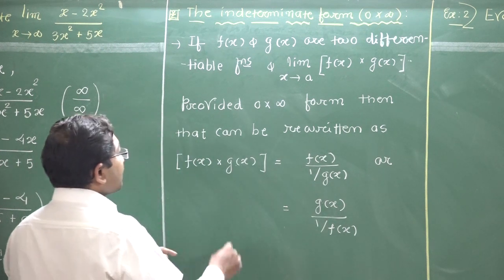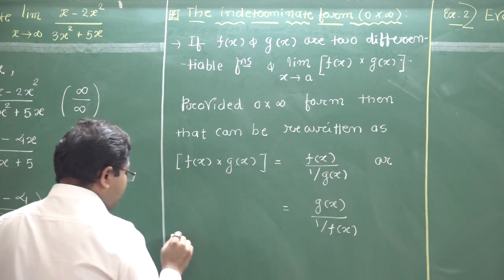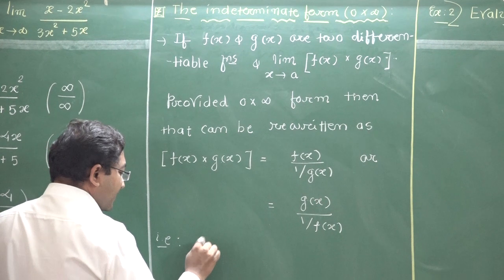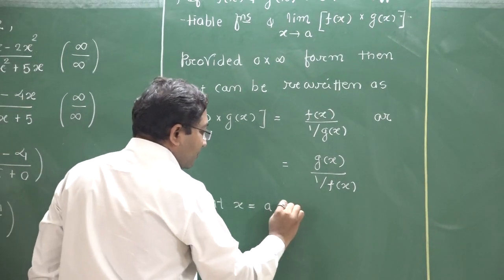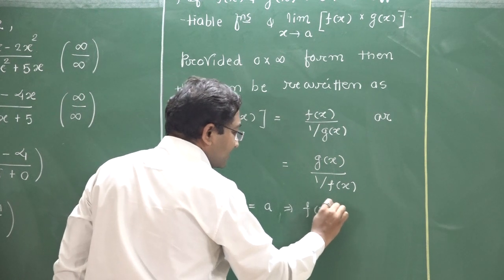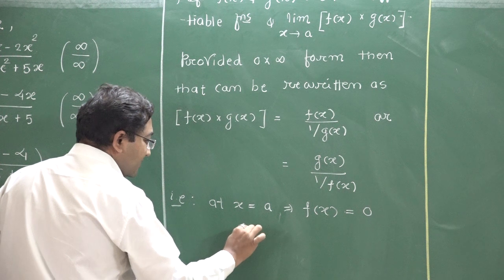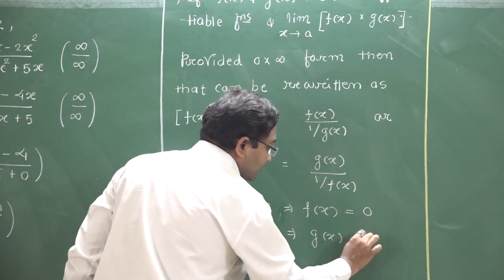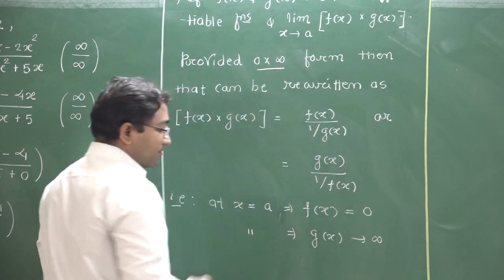Here observe that the limit is provided as 0 cross infinite. It means that at the point x equal to a, f of x equals 0, and at that point x equal to a, g of x tends to infinite. So that provides the form 0 cross infinite.